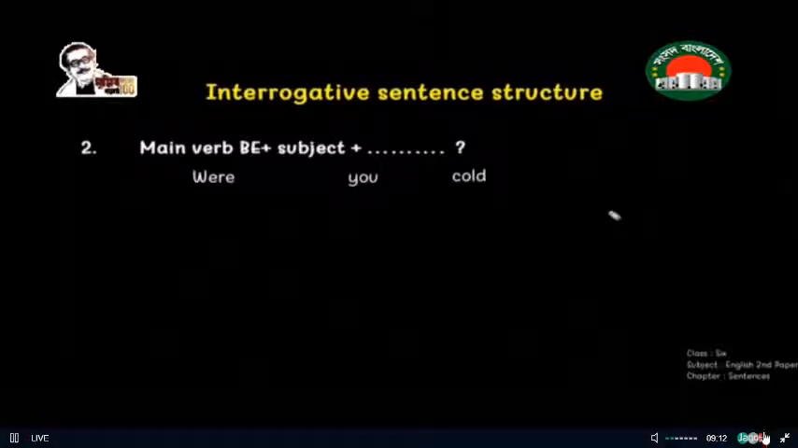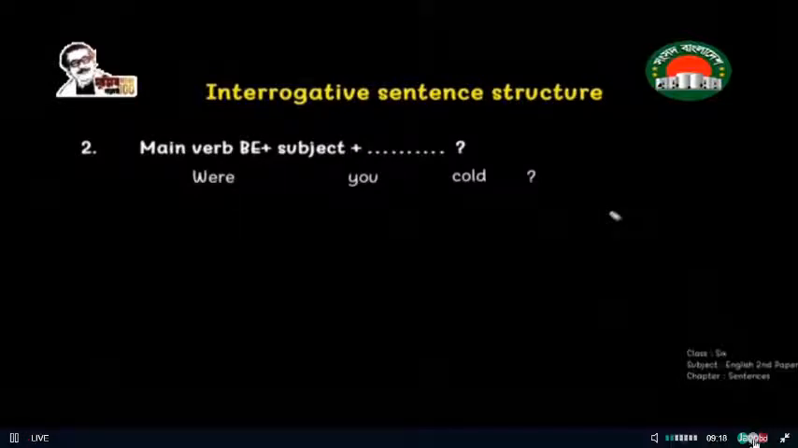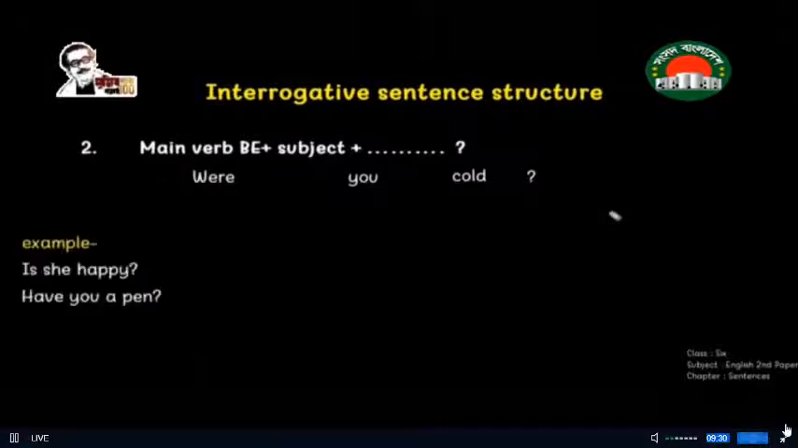For this structure we need a be verb to be the main verb of the sentence. So let's take were. Now we need a subject. Let's take you. Now the rest of the sentence, cold, and at the end, interrogation mark. So the sentence will be, were you cold? Be verb, subject, rest of the part, and interrogation mark. Let's see more examples like it. Is she happy? Or have you a pen? This structure is really easy.